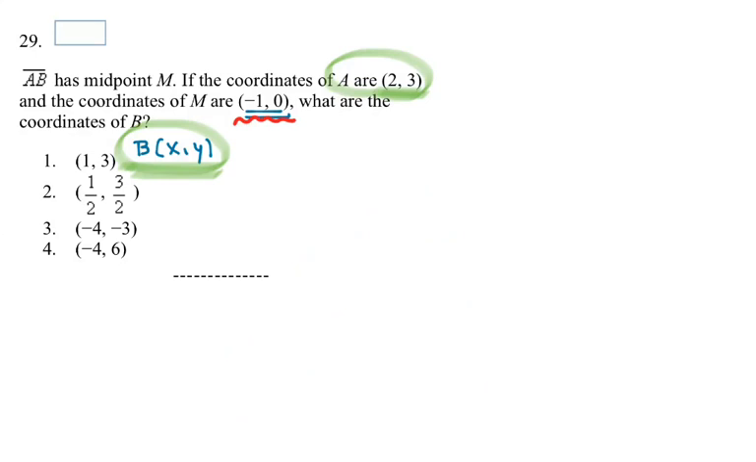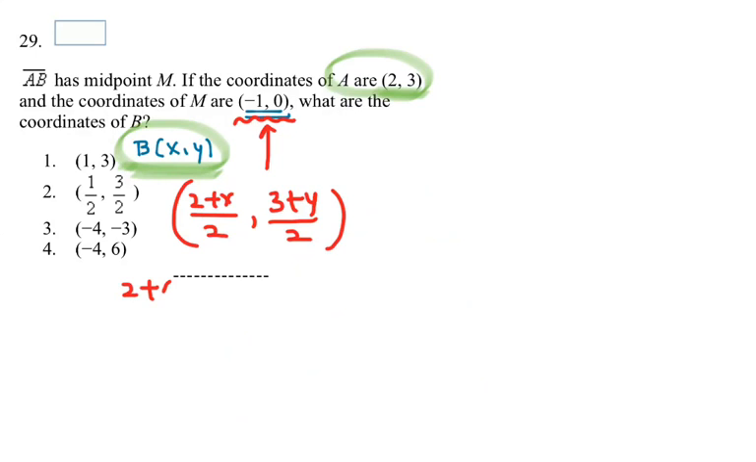Then using the midpoint formula, you will realize that (2 plus x over 2, 3 plus y over 2) should correspond to our midpoint. Then let's look at one at a time. Here, 2 plus x over 2 is equal to negative 1. Then of course we can cross multiply. Here, what do we get? 2 plus x must be equal to negative 2. Then by subtracting 2 from both sides, we realize x must be equal to negative 4.